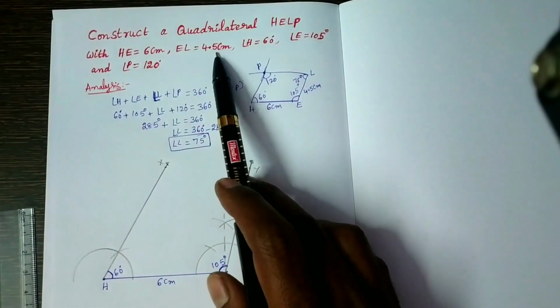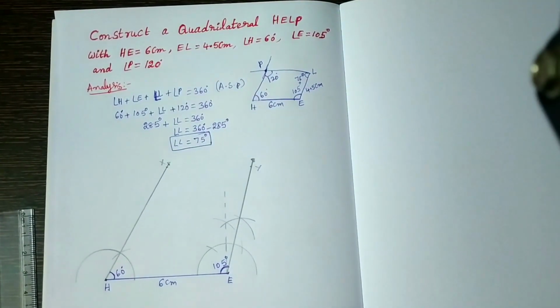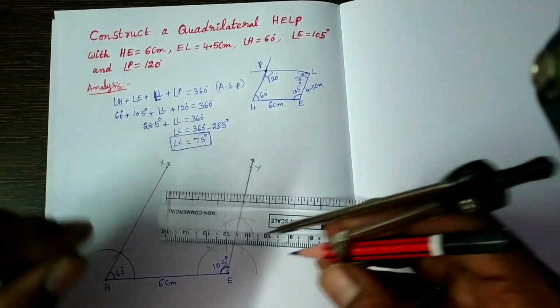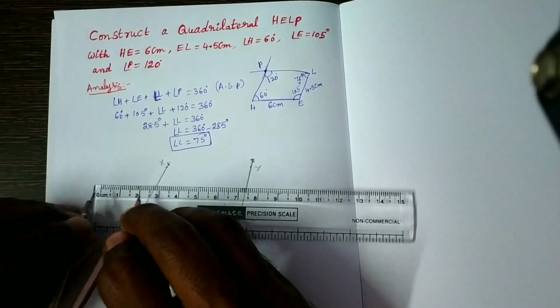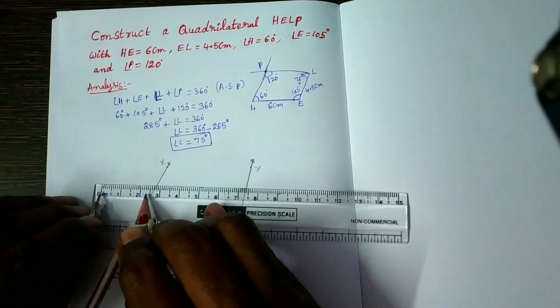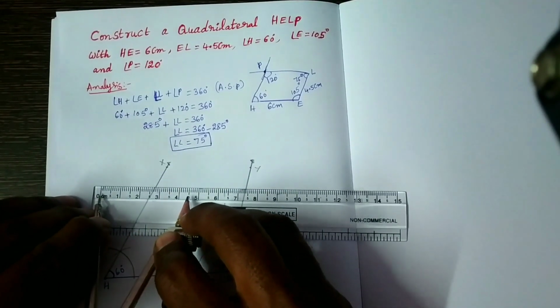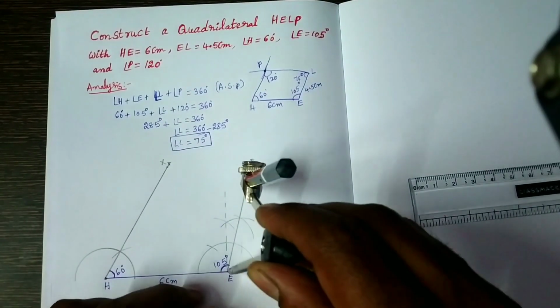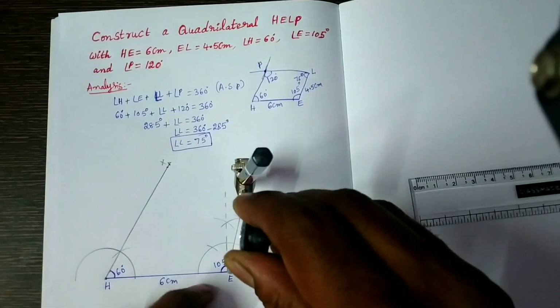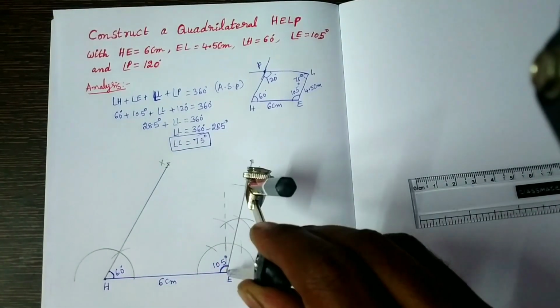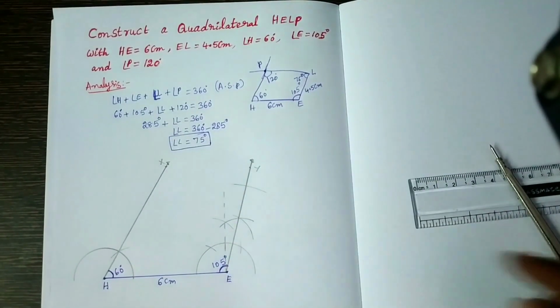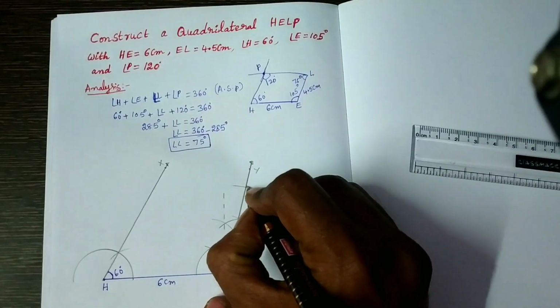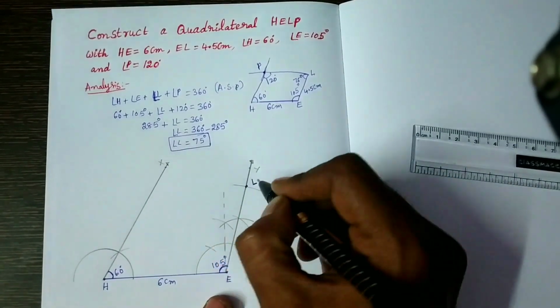EL length is 4.5 centimeters. So with compass, take 4.5 centimeters radius. Take E as center and this 4.5 centimeters as radius. Draw an arc. It cuts EY at L. So this is the vertex L.